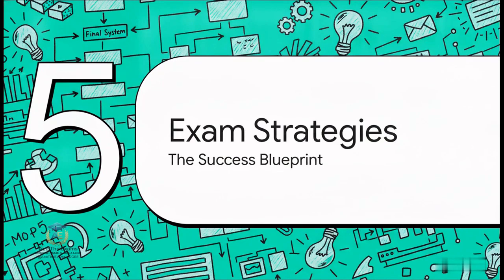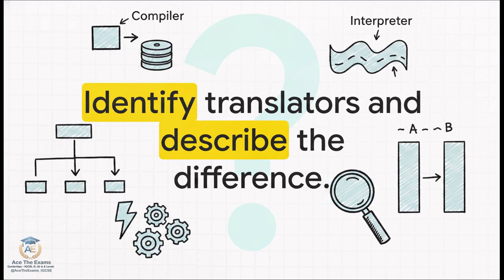And finally, Section 5, Exam Answer Strategies. Let's bring all this theory together into the final system. Here is a classic, heavily weighted exam question targeting your knowledge of translation programs. It says, identify 2 different types of high-level language translation programs and describe the difference between them. Notice how the question has 2 distinct parts. Rule number 1 of our system is command word decoding. Identify means you just need to accurately name the programs. Describe means you need to state their characteristics and explicitly compare how they function.